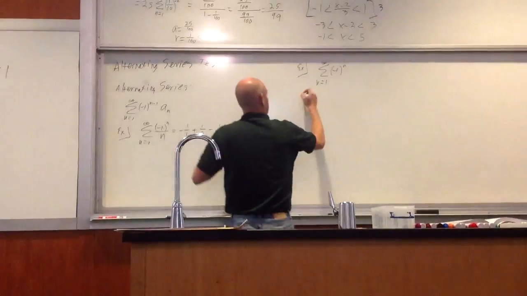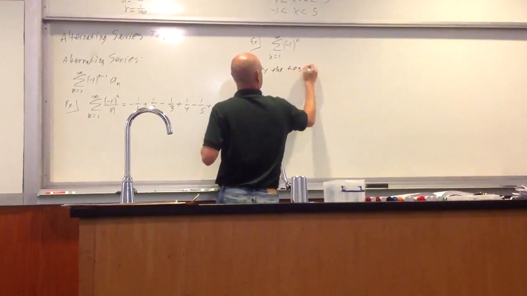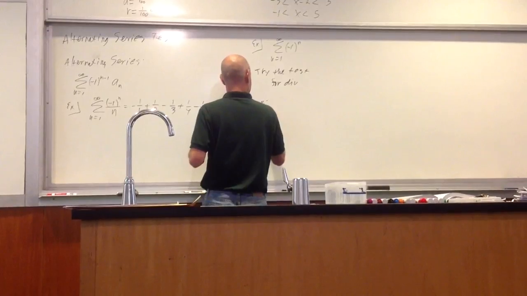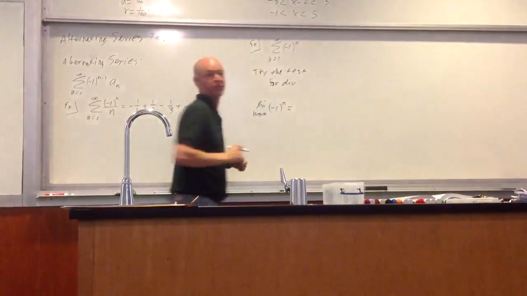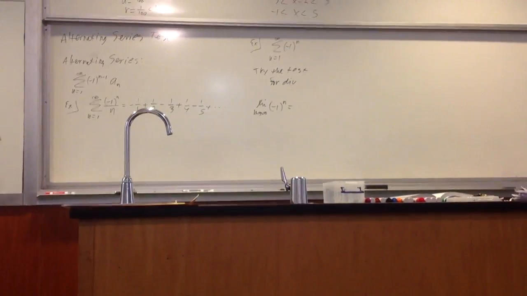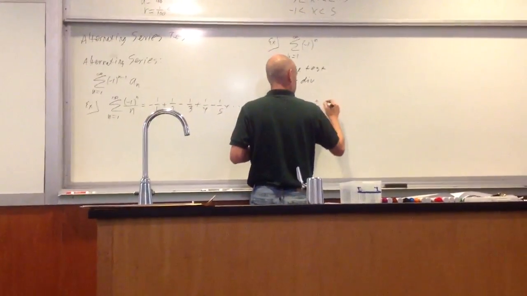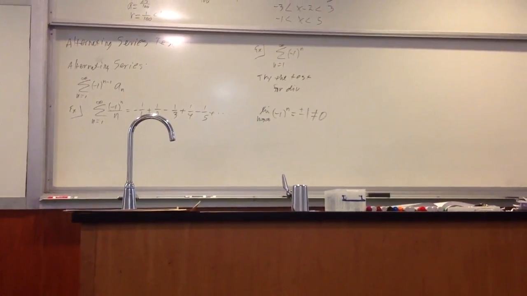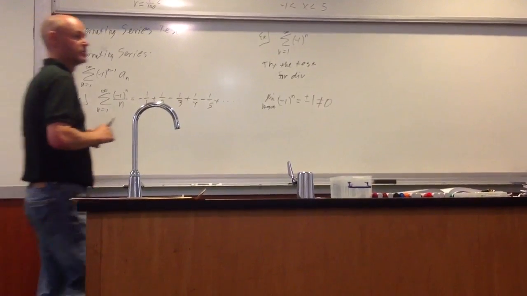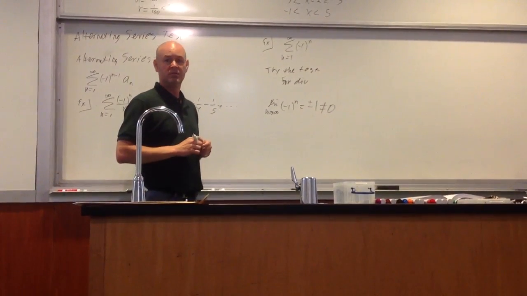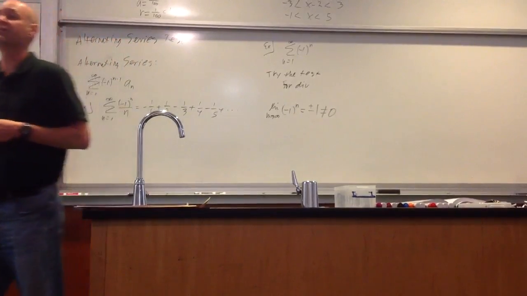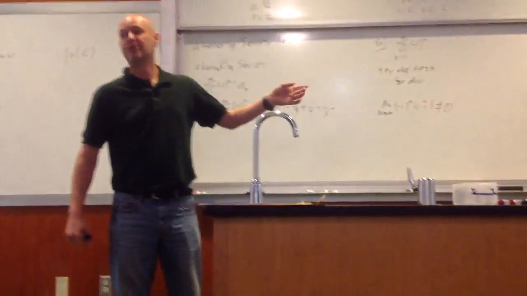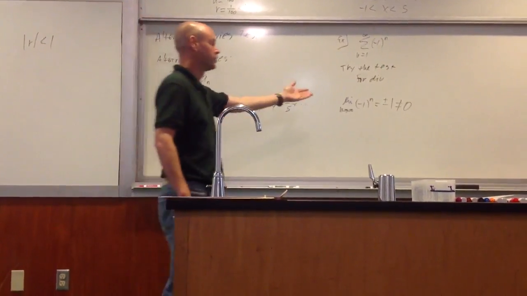What does that limit go to? Plus minus 1, right? It's definitely not equal to 0. So what do we get by the test for divergence? What's our conclusion? The theorem states that if the limit of a sub n does not go to 0, it's divergent. So what's our conclusion in this case?